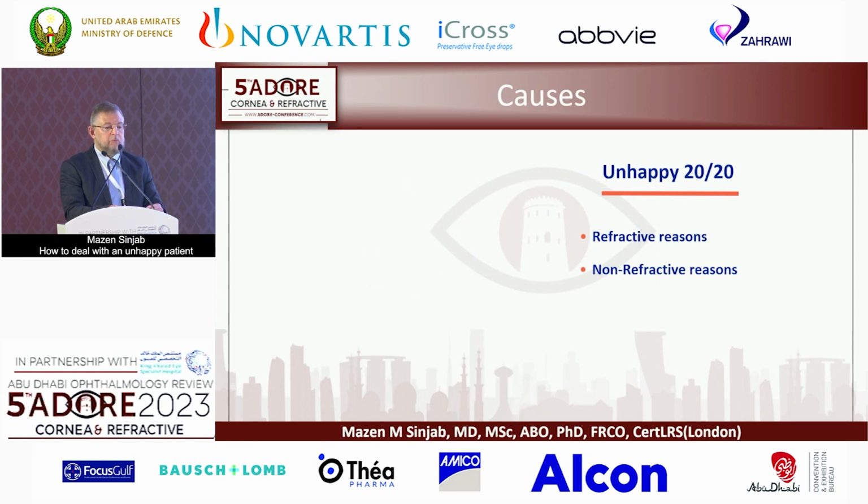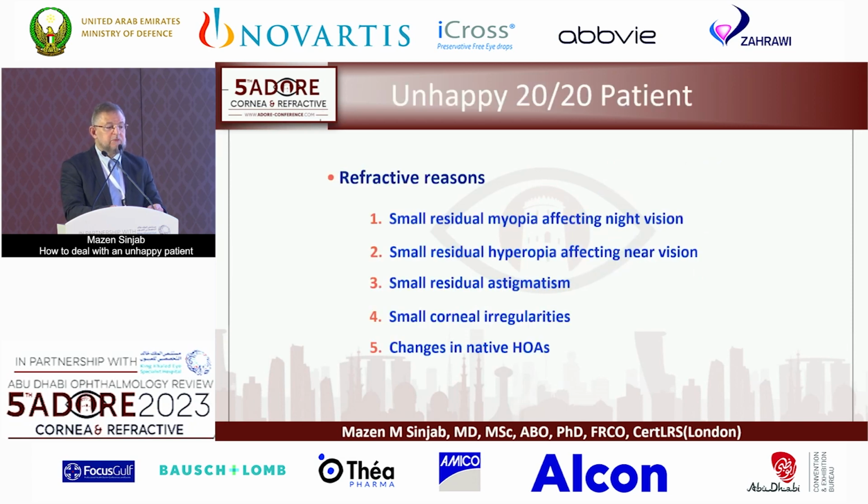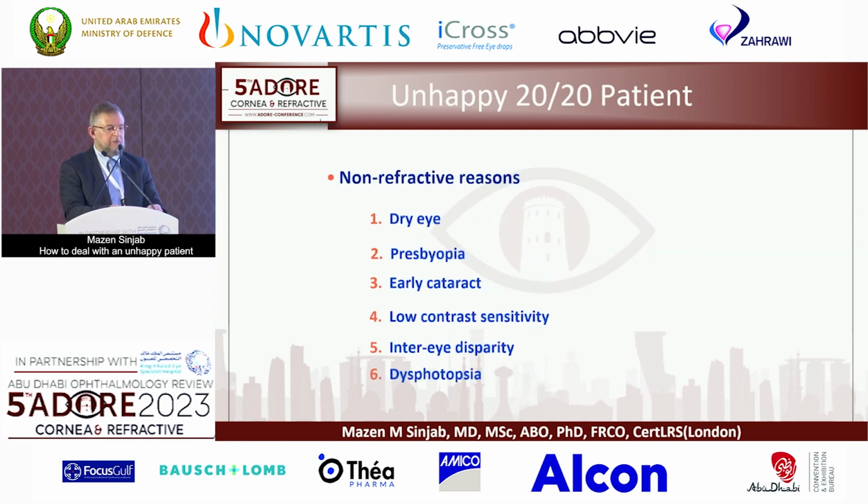We come to the other one, which is the unhappy 20/20 patient. There are refractive reasons like small residual myopia affecting night vision, small residual hyperopia affecting near vision, small residual astigmatism, small corneal irregularities, and changes in the native high-order aberrations. Because if we treat native high-order aberrations with neuroadaptation, maybe we will convert it into new high-order aberrations that the patient cannot go with neuroadaptation with them.